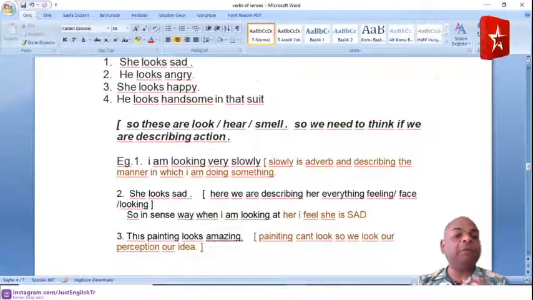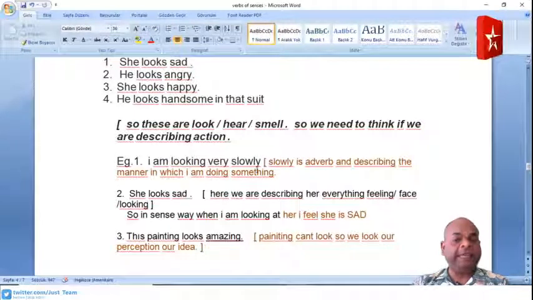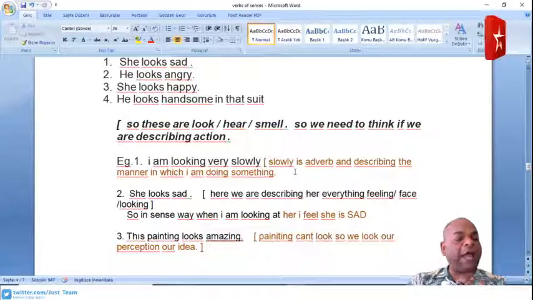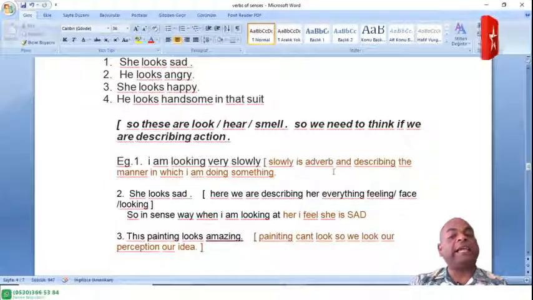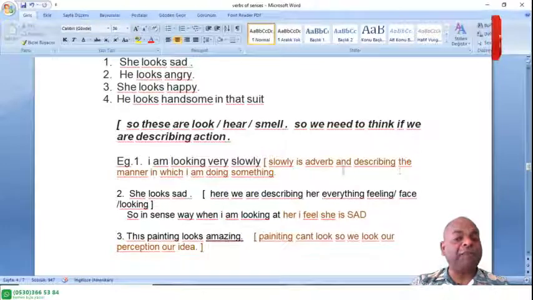It says, I'm looking very slowly. Now, guys, in the brown it says, slowly is an adverb describing the manner in which I'm doing something.